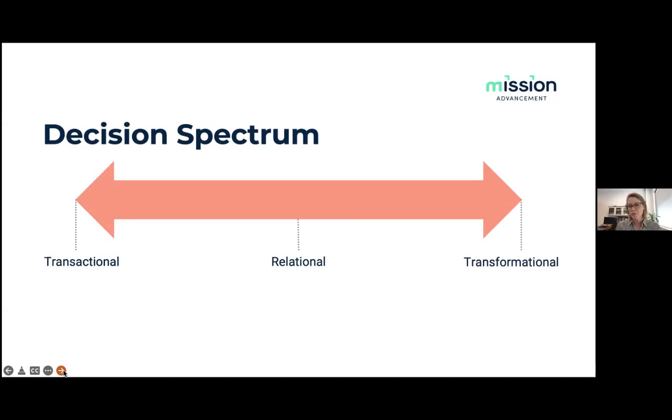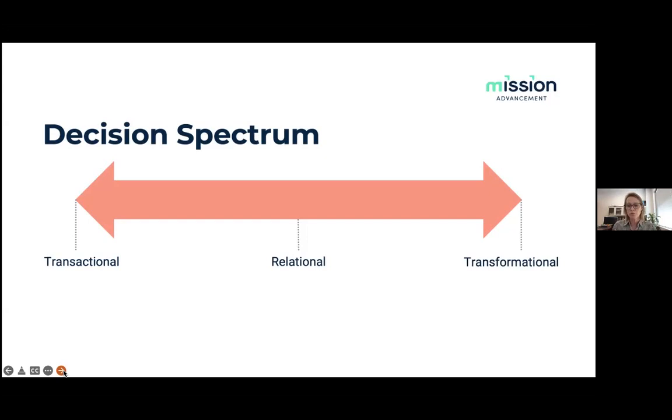So on the transactional side, we're talking about simple responses that people can do very quickly without a lot of thought, without even a relationship. So that could be buying an event ticket, even responding to an online appeal of some kind, buying an auction item. Those are all fun and good ways to get to know people, but they're transactional.